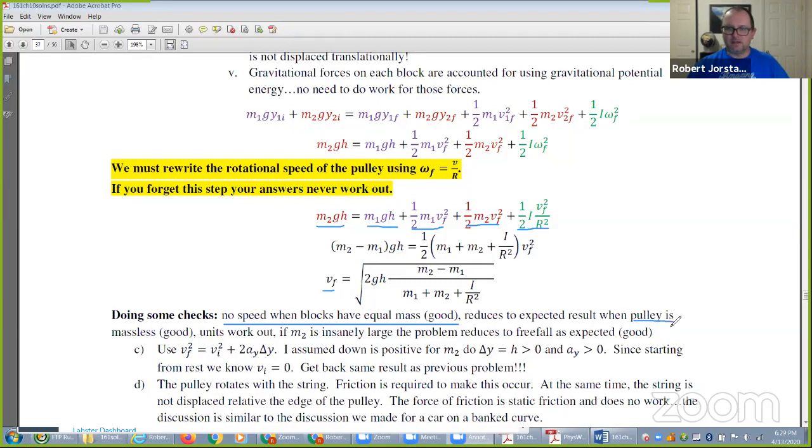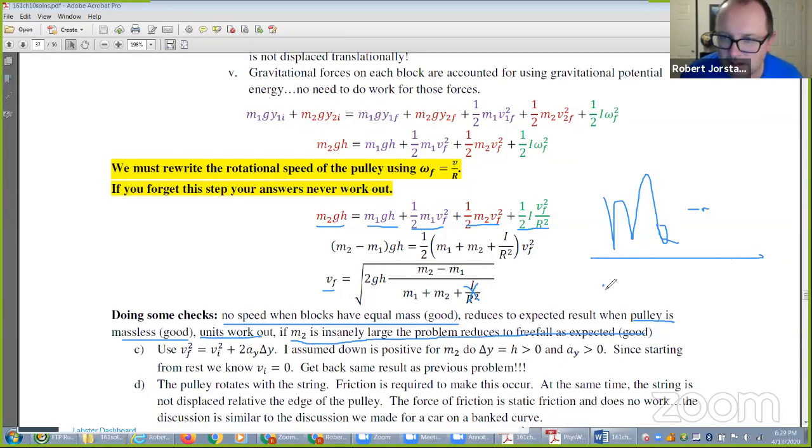If the pulley is massless, this term drops out and it matches an Atwood's machine from experience. The units look good. And if M2 is insanely large, we'd expect free fall, right? Well, if M2 is really large, this would look like M2 minus something you can't see, all over M2 plus something you can't really see. These two drop out, and notice you'd get just square root of 2gh. And I saw there was a chat.